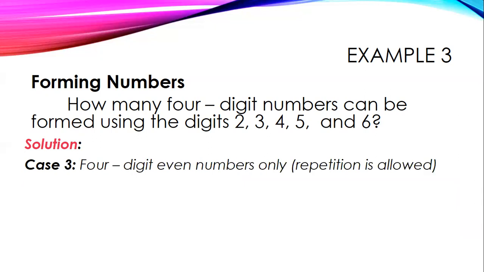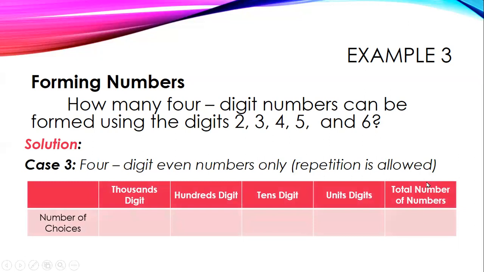Next, case number 3. Four-digit even numbers only. Repetition is allowed. Ano ba yung mga even numbers? We have 2, 4, 6, 8. So, paano natin malalaman na even number yung isang 4-digit? Kapag yung last digit niya ay nagtatapos sa 0, 2, 4, 6, and 8. Yun yung mga tinatawag nating even numbers.